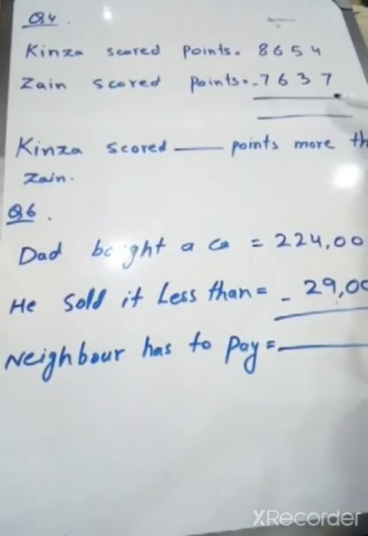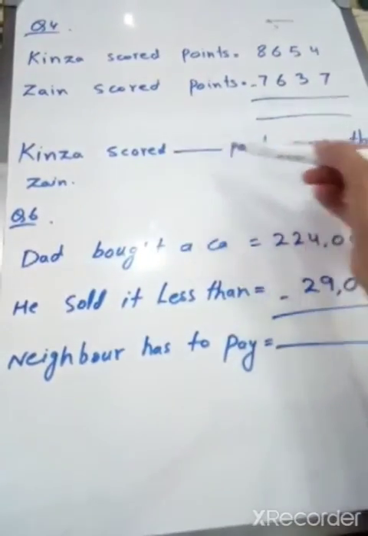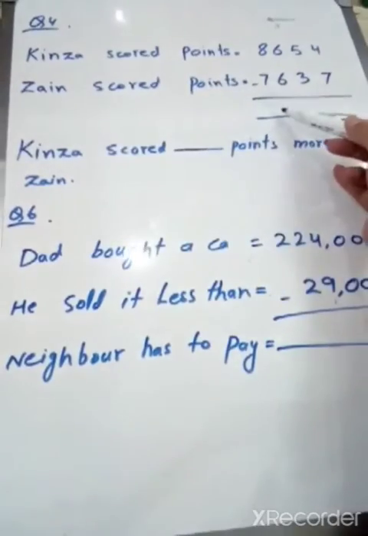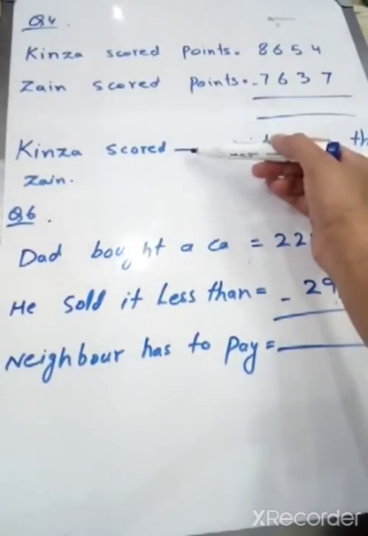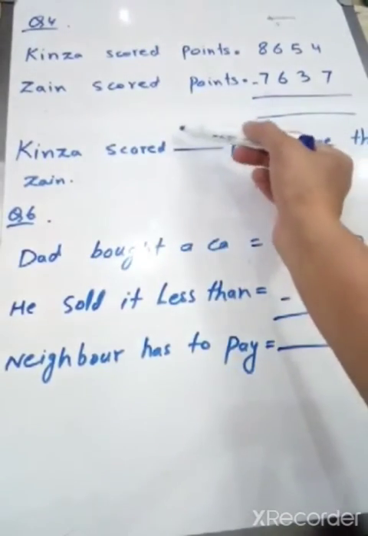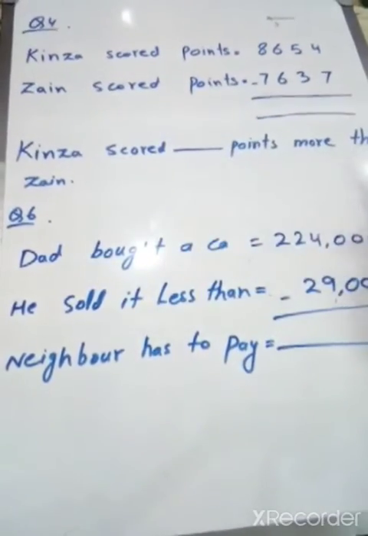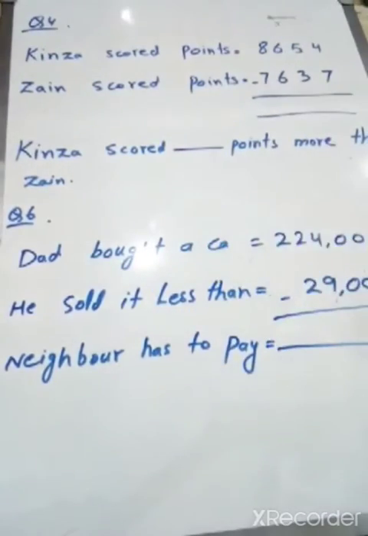Subtract them and you find the answer. Kinza scored dash points more than Zan. Whatever is your answer, write that answer here. It means that these are the points which Kinza scored more than Zan. That's how you find the answer of that question.